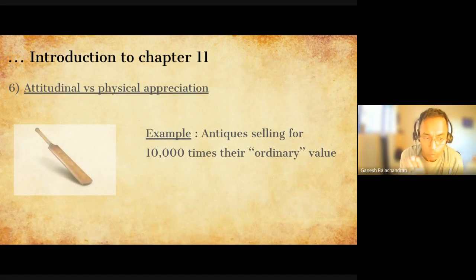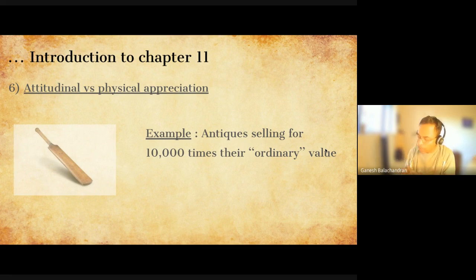Now, Swamiji calls this attitudinal versus physical appreciation. This is very important. This concept you have to know. Like, there was a great cricketer called Donald Bradman. His bat, the one that he used, sold for 10,000 times its value. So antiques sell for 10,000 times or even more than their ordinary value. It requires tremendous intellectual drill and mental refinement, because we are not seeing anything new, but something old with a new attitude. That's why, Krishna, it's very difficult.